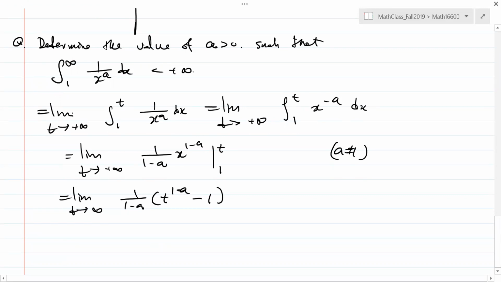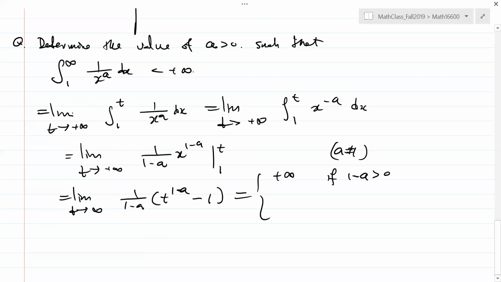t to some power. If the power is positive, you're getting larger and larger. So that means if A is less than 1, it's two cases. It's going to be positive infinity if 1 minus A is positive, right? A cannot be 1. So if it's going to be finite, the first term is going to be 0. If 1 minus A is negative, so it's A greater than 1, then this is a positive number.